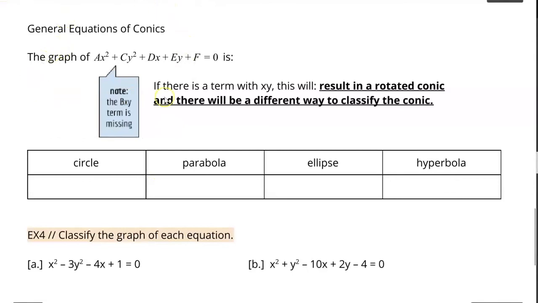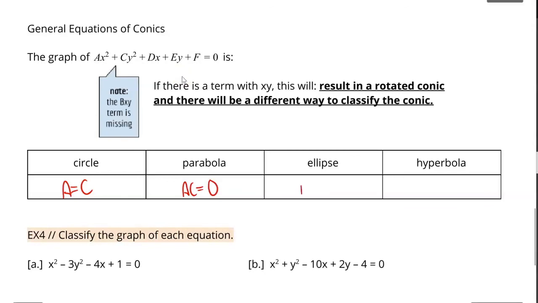For now, the things we can look at: if your A and your C values are the same, that equation is going to be a circle. If A or C is 0, if you're missing the y squared term or the x squared term, that's when you're going to have a parabola, because you don't have both things squared in a parabola. You have the x or the y, but not both. So if one of them is 0, then the product is going to be 0.